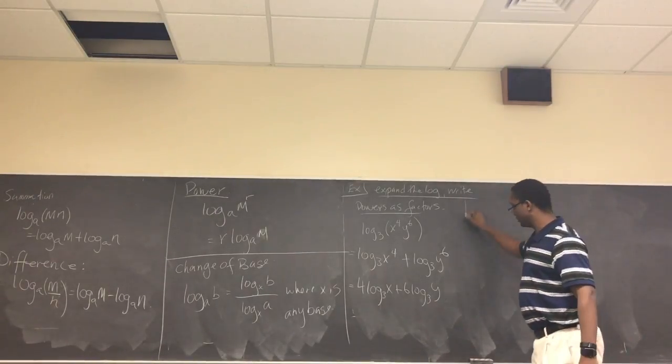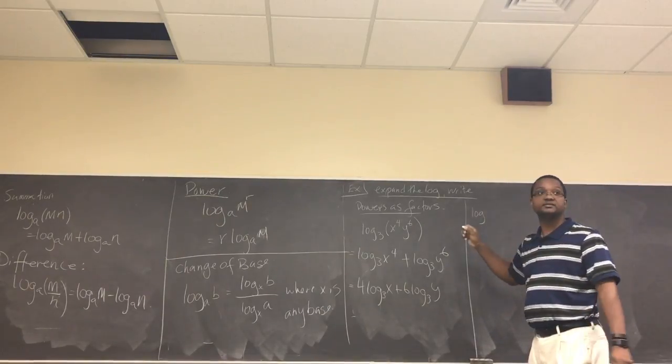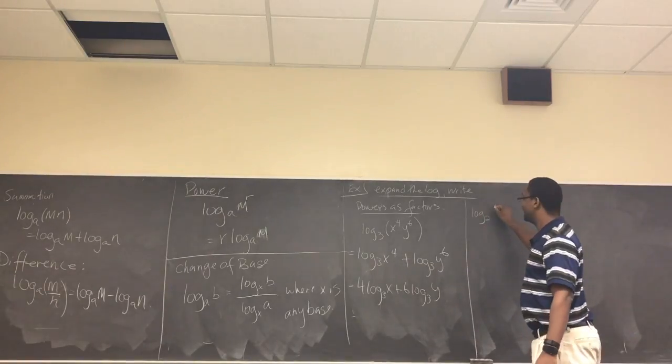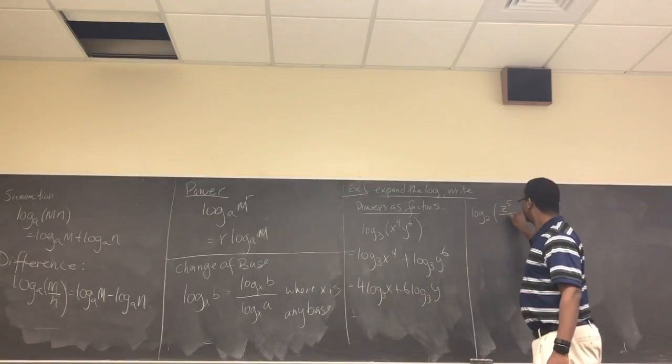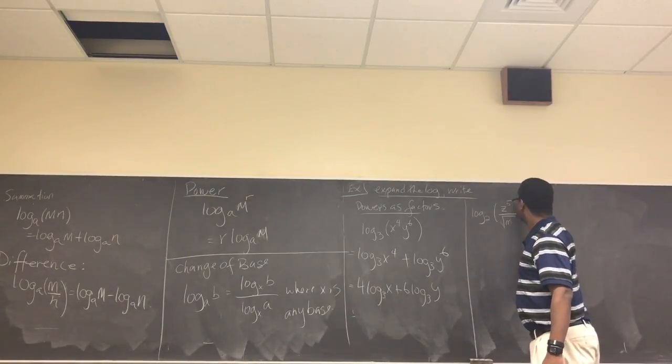Okay, let's give you one to try. The log base. Give me a base. Give me a base. 2. Log base 2 of z to the 5th power divided by the square root of m. Let's let you try that one.